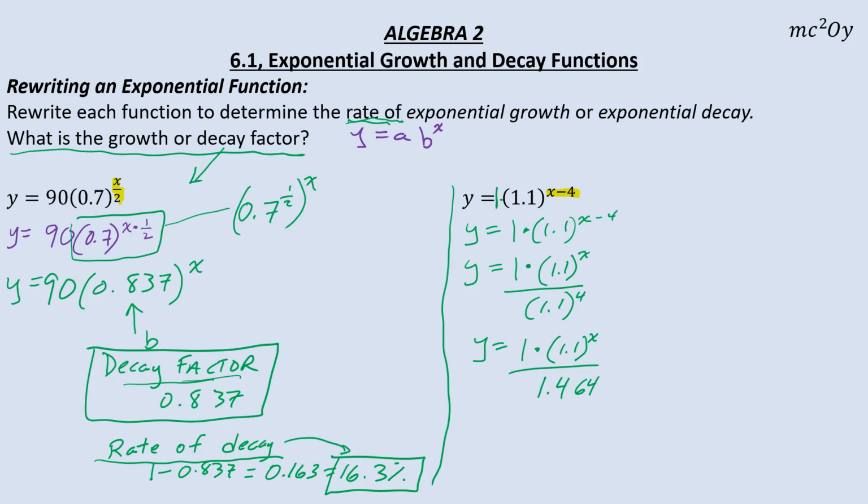Let's take a look at that in a more normal format. I'm going to write it as 1 over 1.464 times 1.1 to the x. So now here's my a, and here's my b. Because I don't like leaving a decimal in a fraction, I'm going to round that to 0.68 when I do the math. But my b term never changed, still 1.1 to the x. So this one's actually growing. My growth factor equals 1.1.